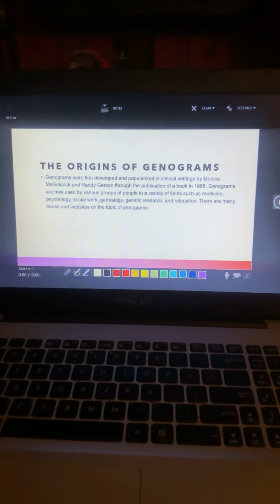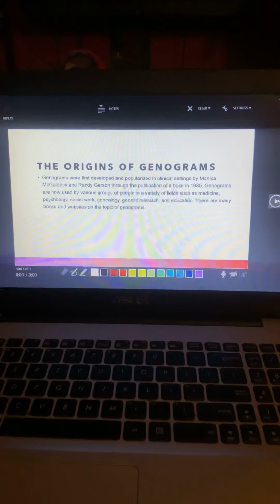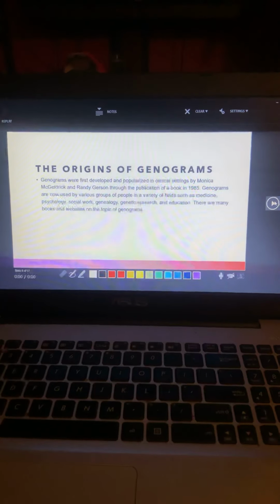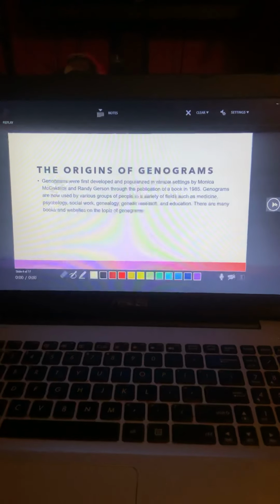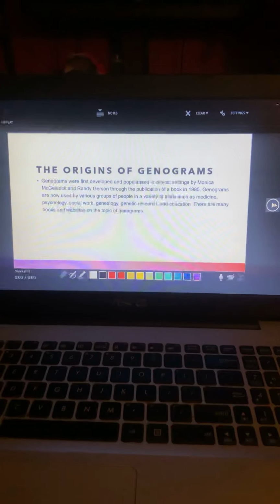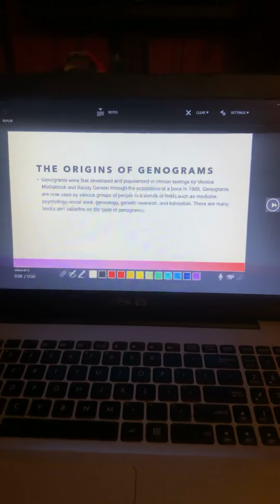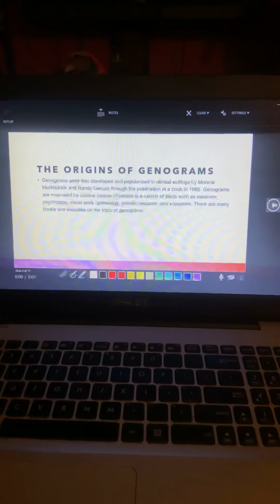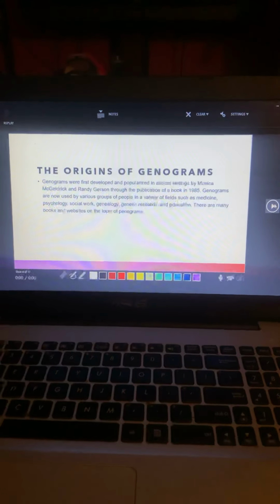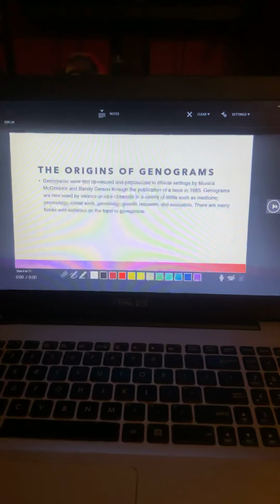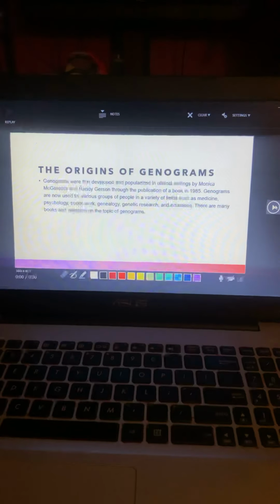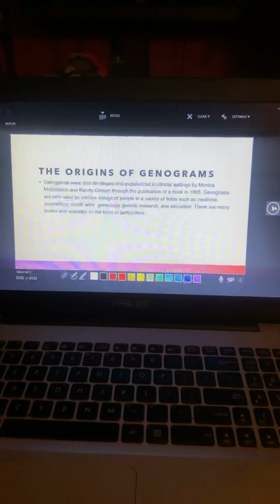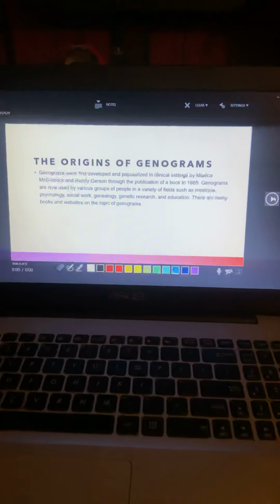The origins of the genograms. Genograms were first developed and popularized in a clinical setting by Monica McGoldrick and Randy Gerson through the publication of a book in 1985. Genograms are now used by various groups of people in a variety of fields such as medicine, psychology, social work, genealogy, genetic research, and education. There are many books and websites on the topic of genograms.